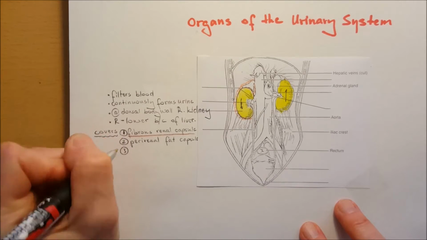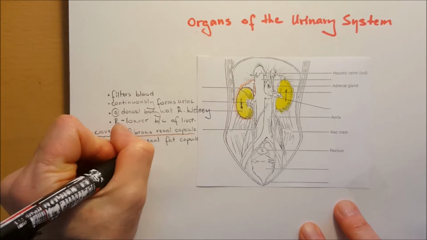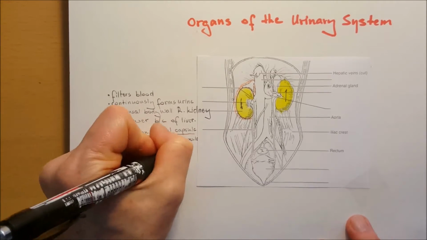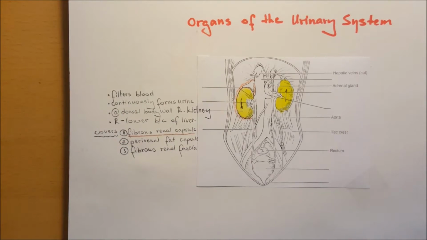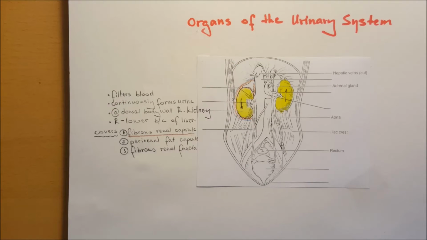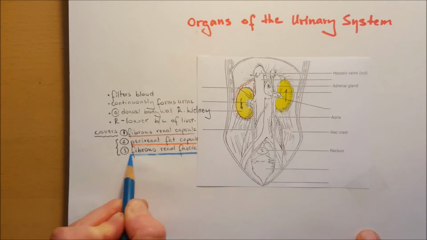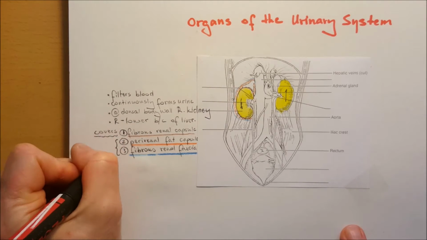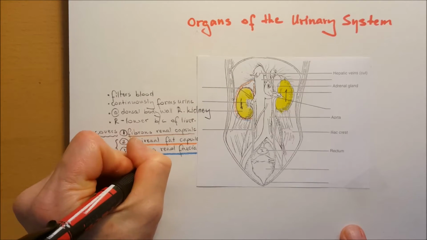They are also covering the adrenal gland at the top. And the third one is the fibrous renal fascia. This is going to be blue color all around. And these two last ones, the perirenal fat capsule and the fascia, are anchoring the organ. They keep the kidneys in the right place.